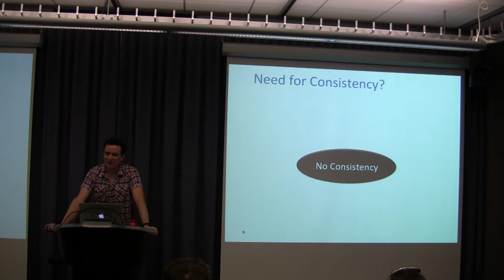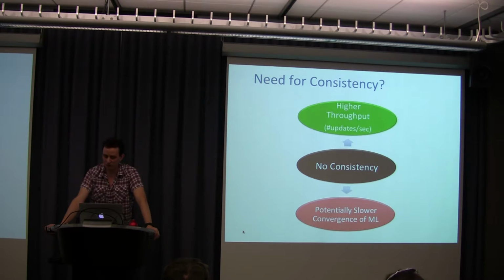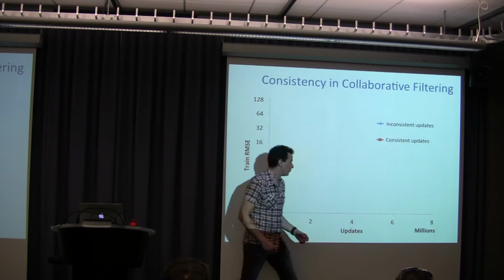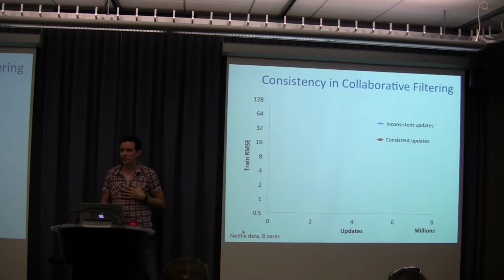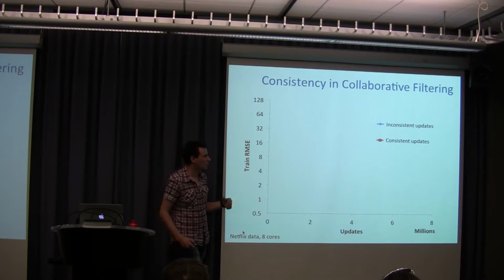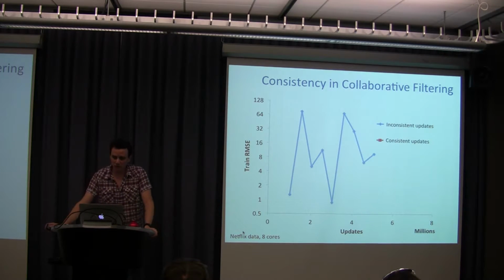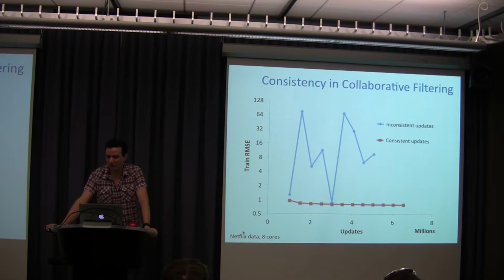And what they're telling me is, if you don't care about consistency, then you're going to have higher throughput, more updates per second. And they're correct, but the reality is that this can lead to slower convergence or even divergence of machine learning procedures. So if I take Netflix data, where I'm trying to do movie recommendations, and this is the updates as they're happening over time, and this is the training error, and I'm only using 8 cores, so this is not a lot of processors, not a lot of chance of collisions. If I don't guarantee consistency, this is the kind of solution that you get. It basically never converges. But if you guarantee consistent updates, you get nice, quick convergence and a nice solution.